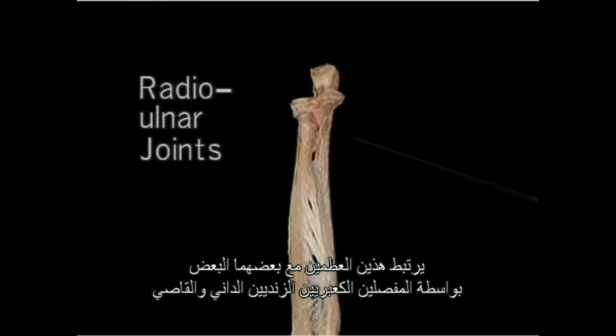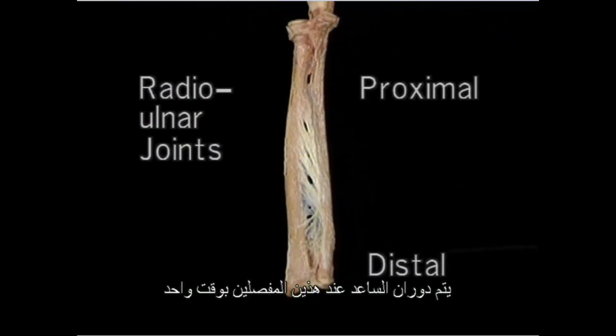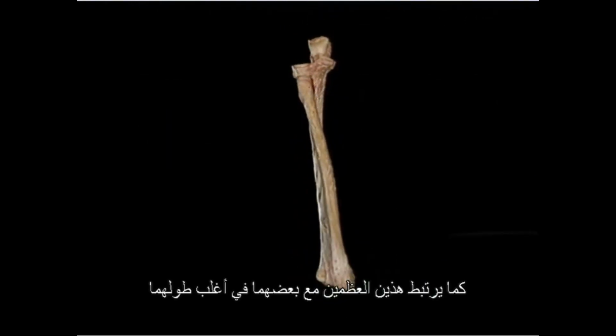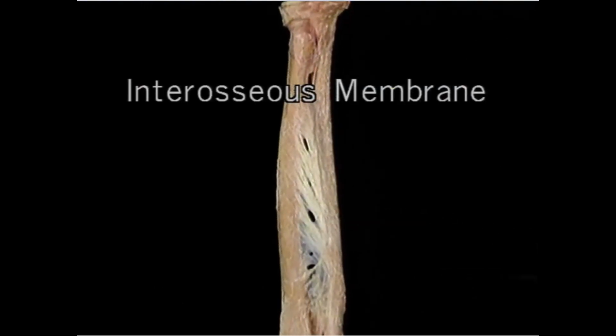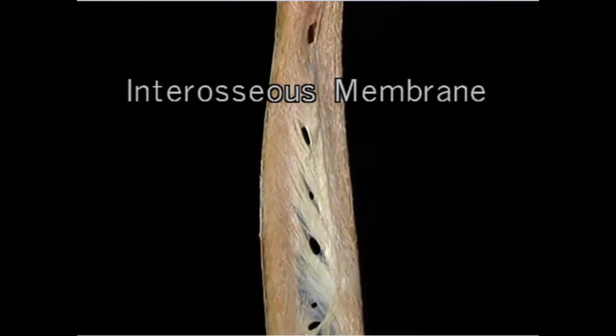The two bones are held together by two radio-ulnar joints, the proximal and the distal. Forearm rotation happens simultaneously at both these joints. The two bones are also held together along most of their length by the strong but flexible interosseous membrane, which prevents the two bones moving lengthwise relative to each other.